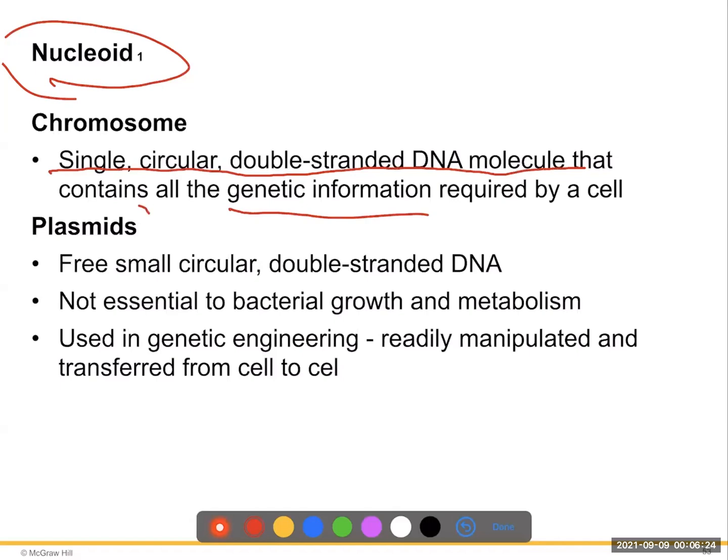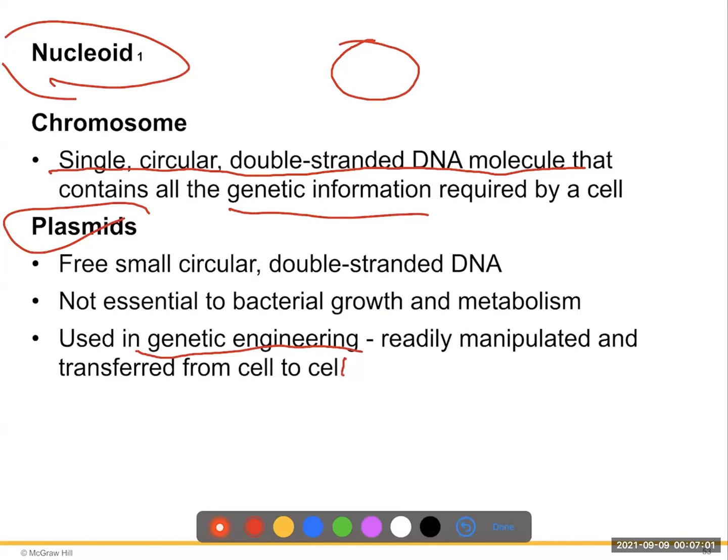Now, plasmids, we said, were those small circular rings inside the cytoplasm. This is what we use when we do genetic engineering. We might put an insulin gene or some other gene inside there. They are freestanding and not tied into the chromosome. They're small, circular, double-stranded DNA. They're not essential to bacterial growth and metabolism. They're used in genetic engineering, which is where we attach everything. We can manipulate them very easily, and they transfer from cell to cell.